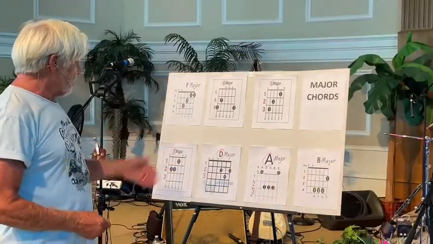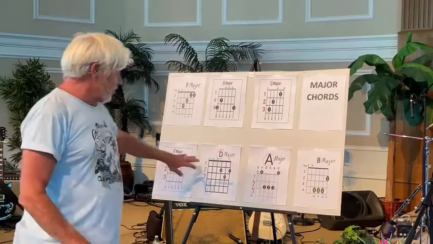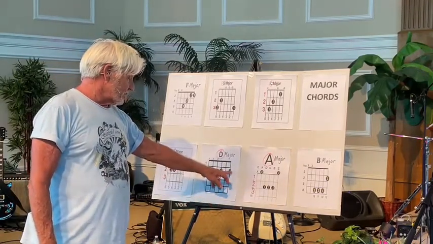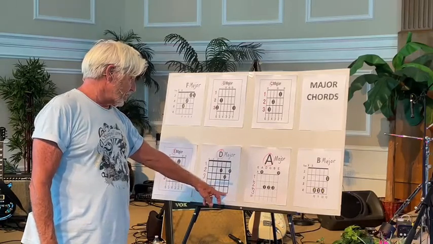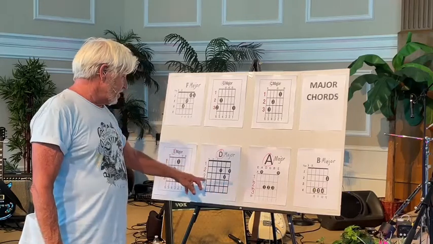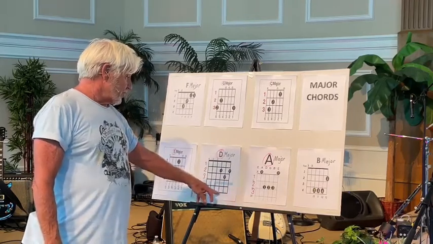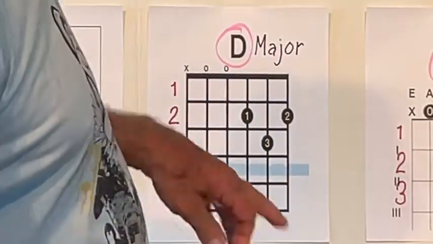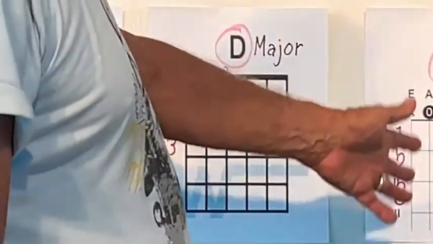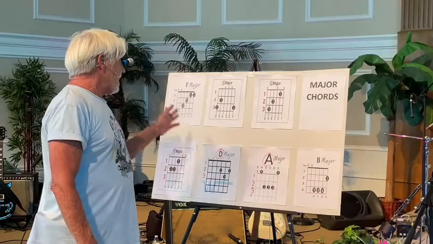Now we drop down from an A to a D. We already covered the D. First string, middle finger, second fret. Second string, ring finger, third fret. Third string, index finger, second fret. So for the key of A, you'd play A, D, and E.